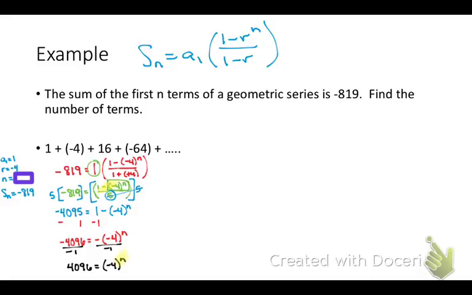Even, because this has to be positive, right? Now, I'm going to go up here to the top so I have a little bit more room. Okay, so if I have 4,096 equals negative 4 to the n power, what I'm going to have to do with any of these problems is change it into a logarithm. Now, I have to know my power rules and have to know that this has to be even.